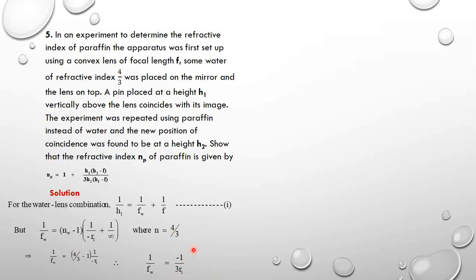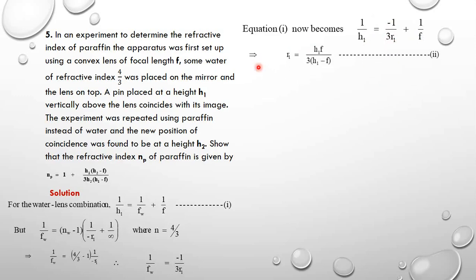Then we shall substitute this in equation 1. Where there is 1 over fw, we put this in. Then we get 1 over h1 equals negative 1 over 3R1 plus 1 over f. From this, I can make R1 the subject, and R1 is going to be h1 f divided by 3 into brackets h1 minus f, and we shall call that equation 2.